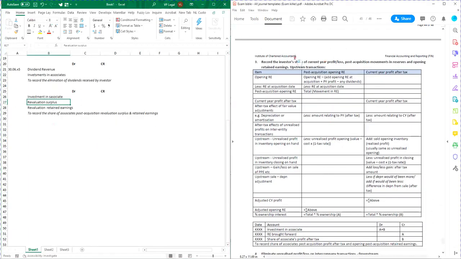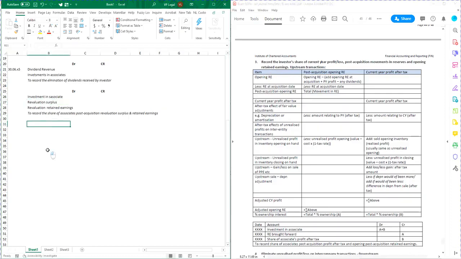Okay, and then finally we need a template over here, which is just to record the investor's share of profit and loss, acquisition movements and reserve, opening retained earnings. And again, if this is confusing for you, just copy the table, have a go, and most likely you're going to get the right answer anyway. But as you're going through the process, it'll make more sense, especially the more that you practice it.